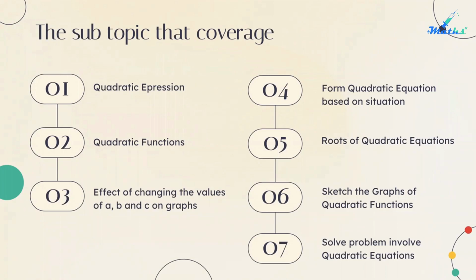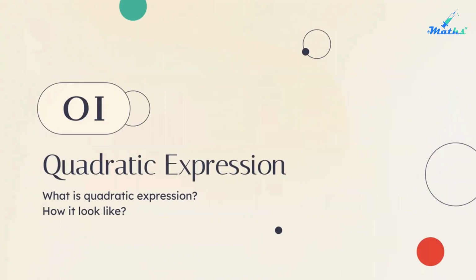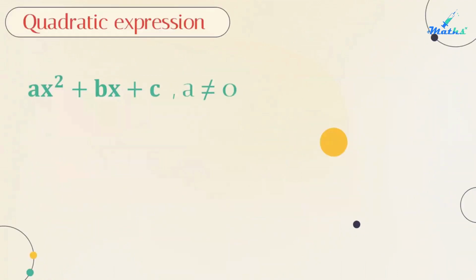Let's start with our first topic, quadratic expression. What is a quadratic expression and what does it look like? This is the form of a quadratic expression: ax squared plus bx plus c, and a is not equal to 0. There are three characteristics of a quadratic expression.